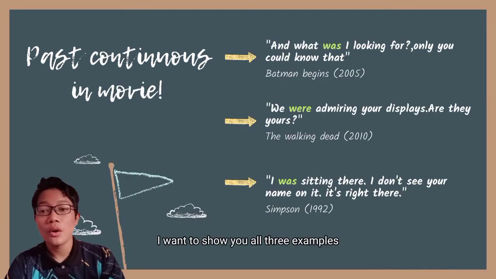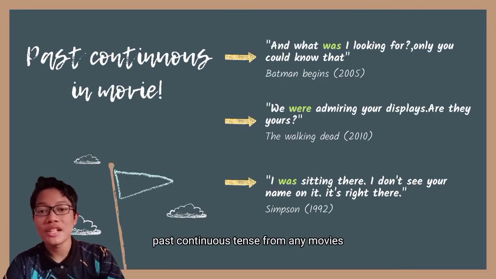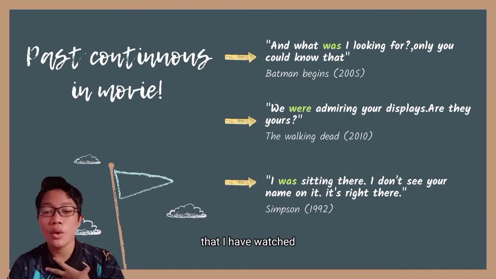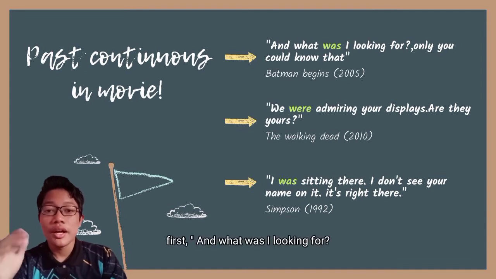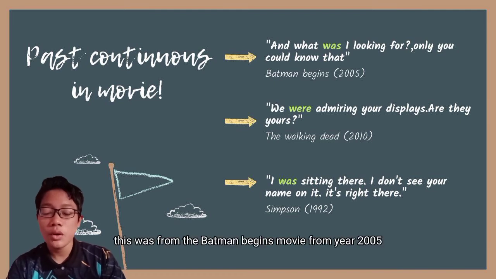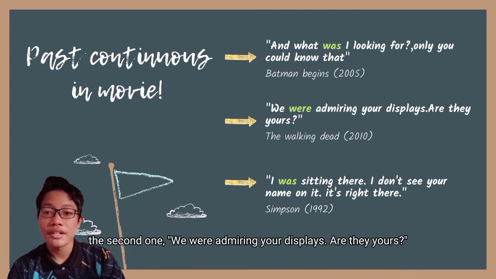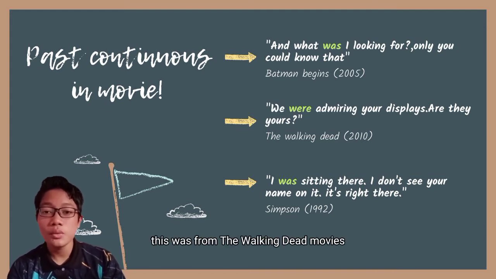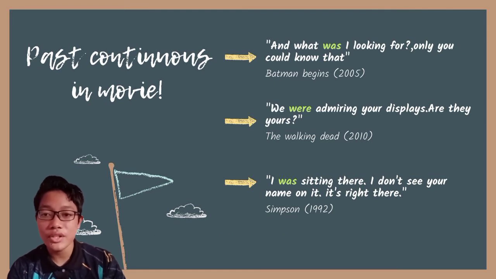I want to show you all 3 examples of the past continuous tense from movies that I have watched. First, "And what was I looking for? Only you know that." This was from the movie Batman Begins from 2005. Second, "You were admiring your displays. Are they yours?" This was from The Walking Dead from 2010.